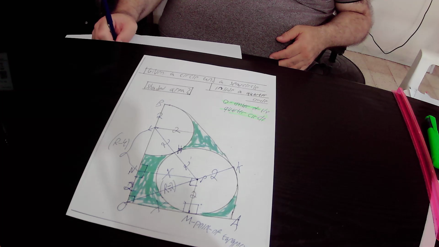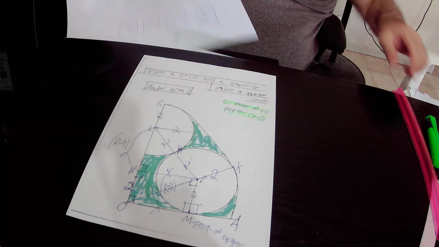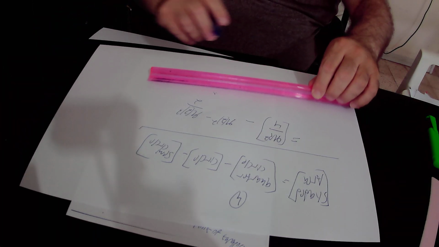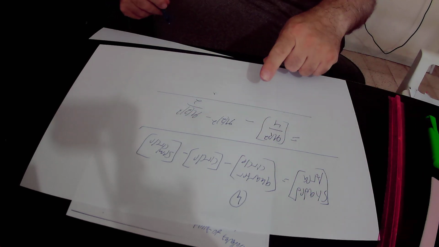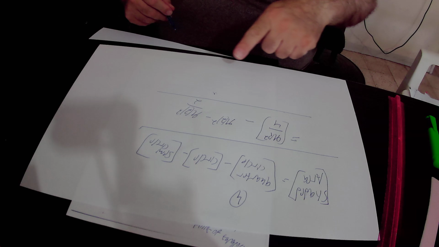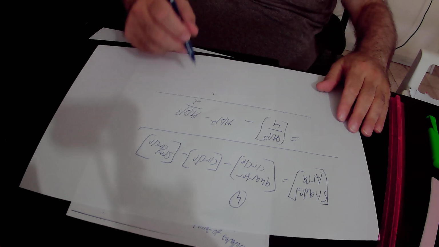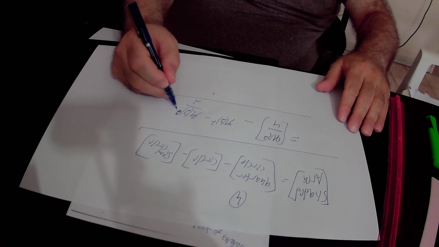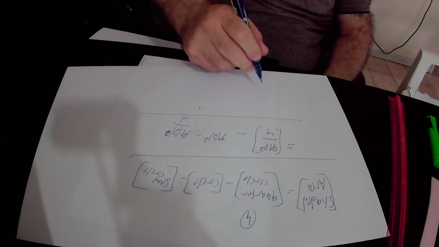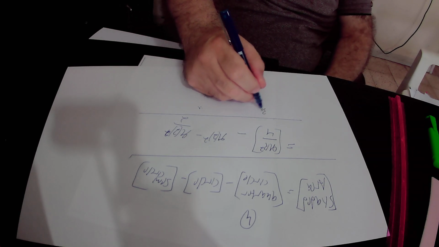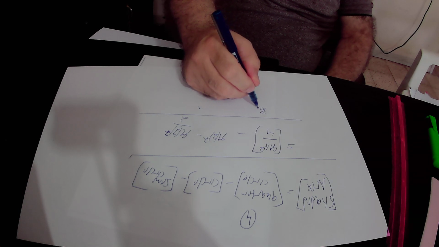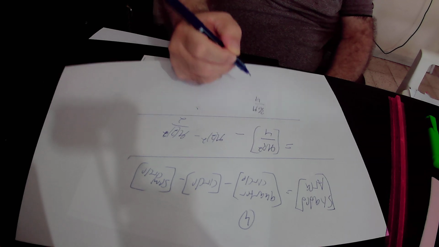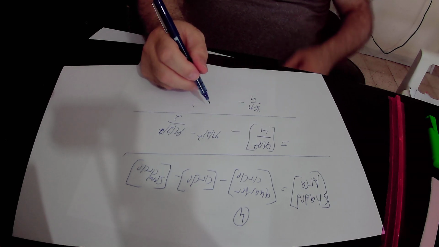Pi 2 square over 2. So in conclusion, we found out that the shaded area equals pi R square over 4 minus pi 2 square minus pi 2 square over 2. Capital R equals 6, therefore R square is 6 squared, that is 36. So in total this expression equals 36 pi over 4 minus pi 2 square.